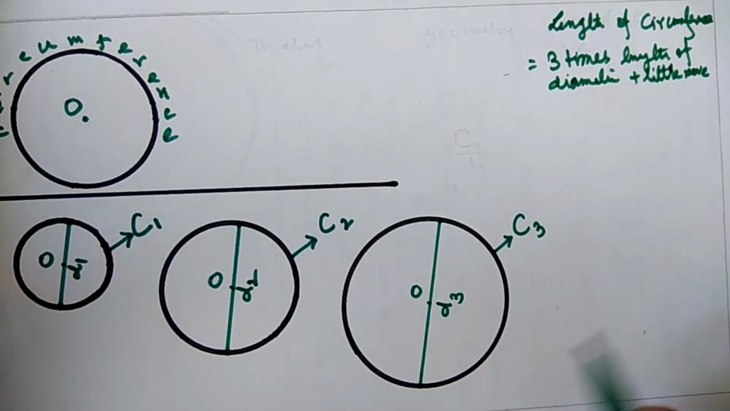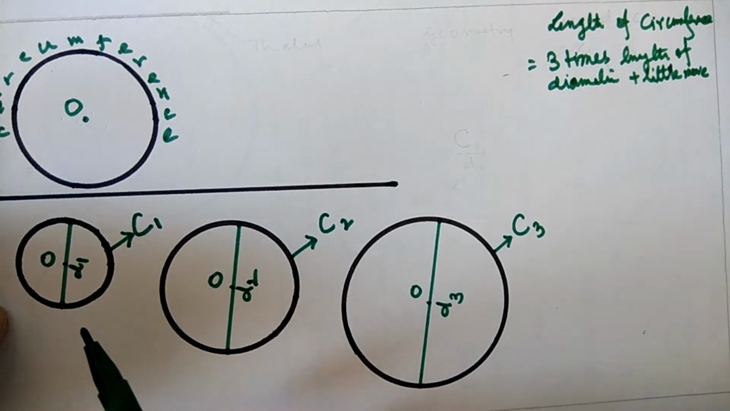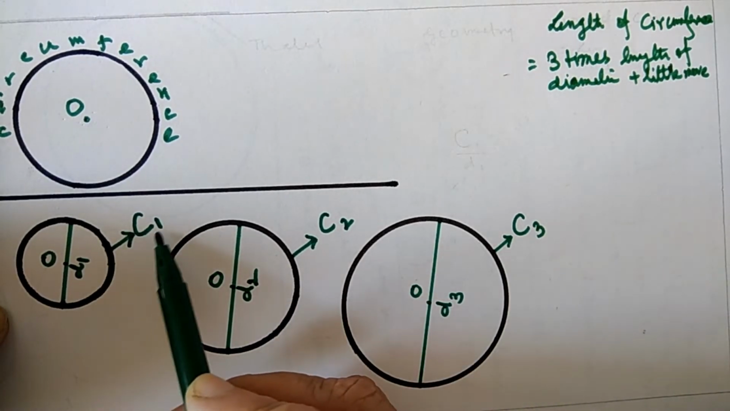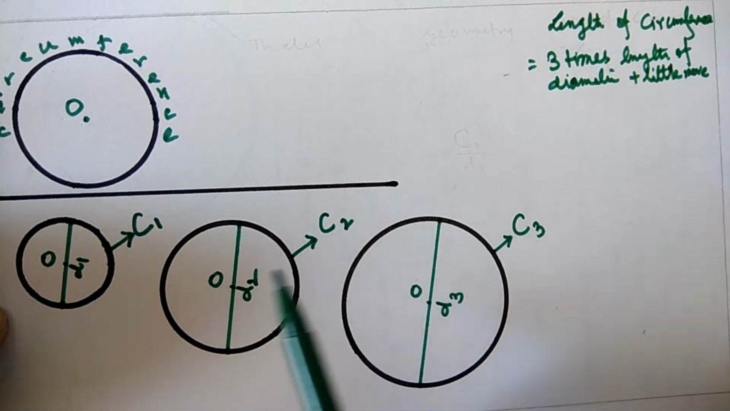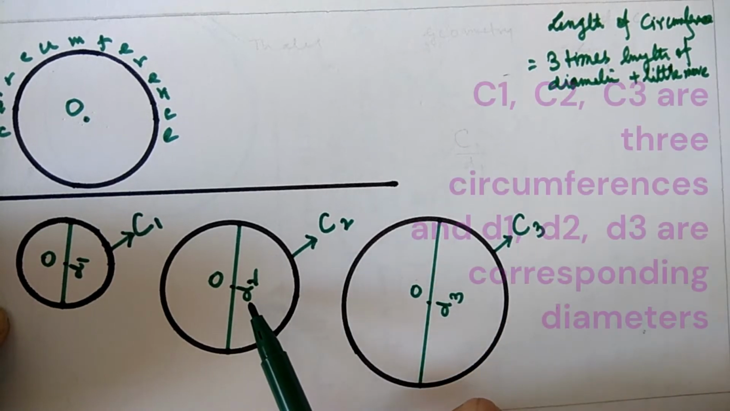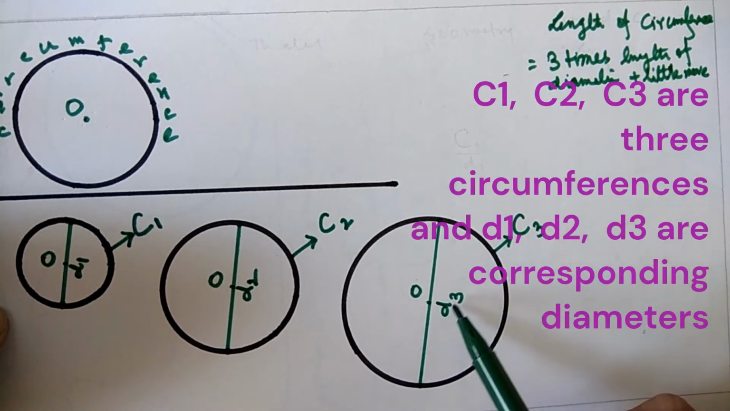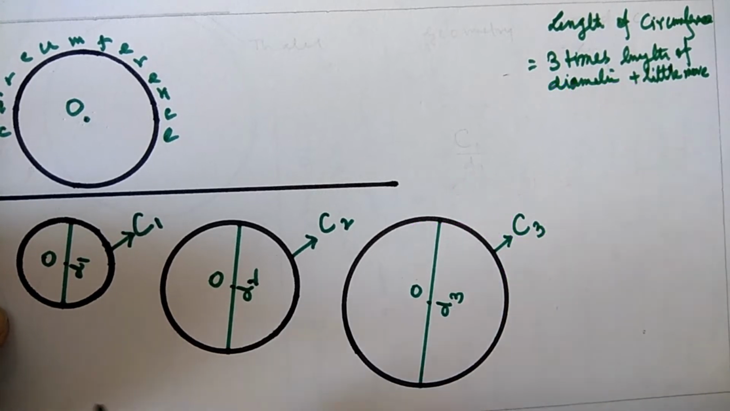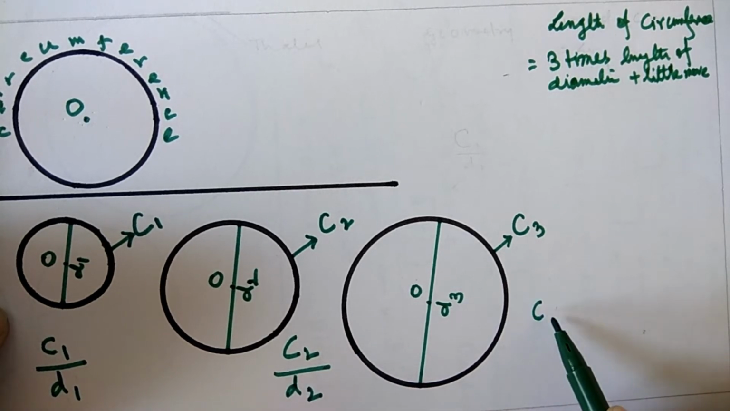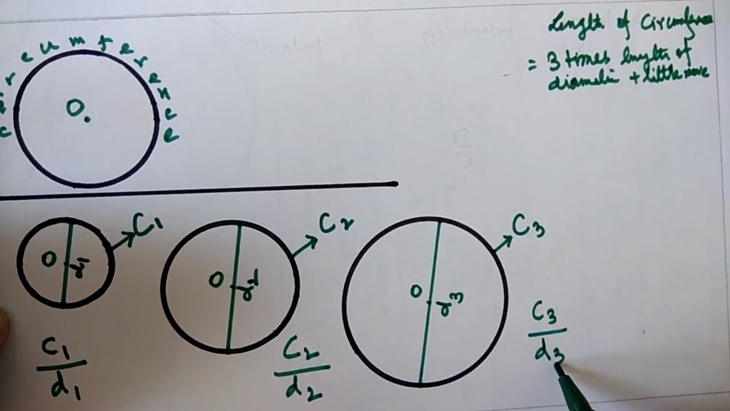To explain, friends, here I have taken 3 circles of different sizes. This circle I have named with circumference C1 and D1, then C2 and D2, C3 and D3. This is circumference, this is diameter. So the ratio C1 by D1, after measurement, they found C3 by D3.